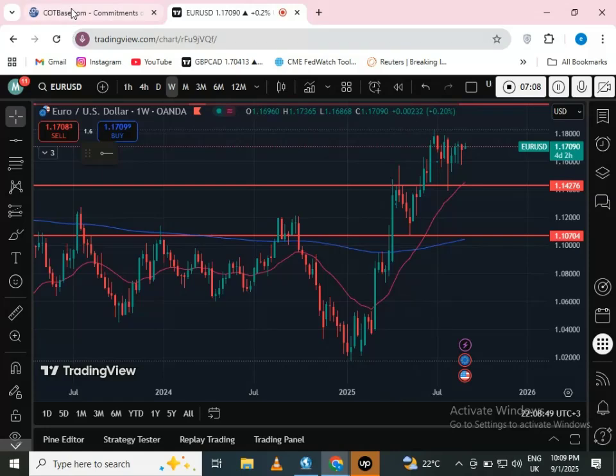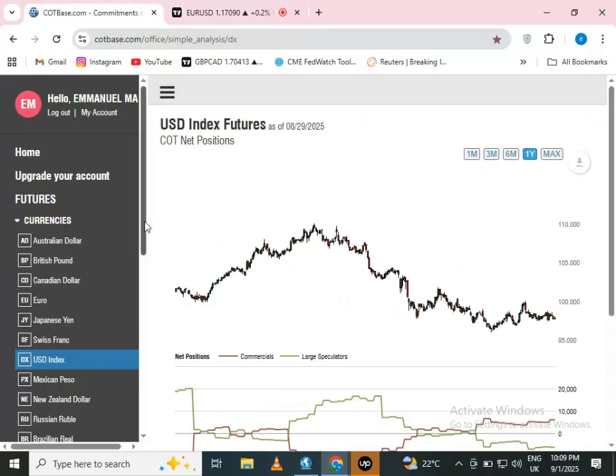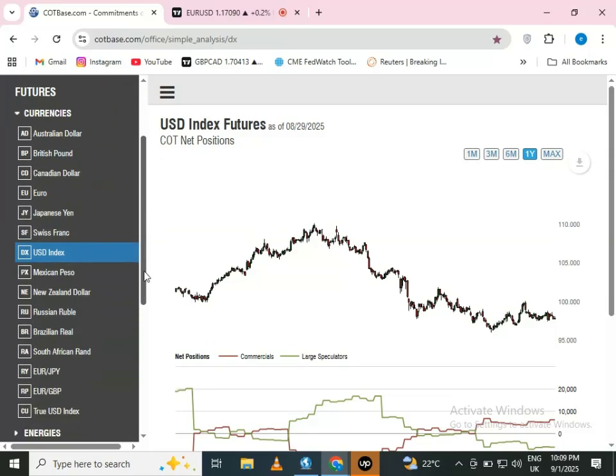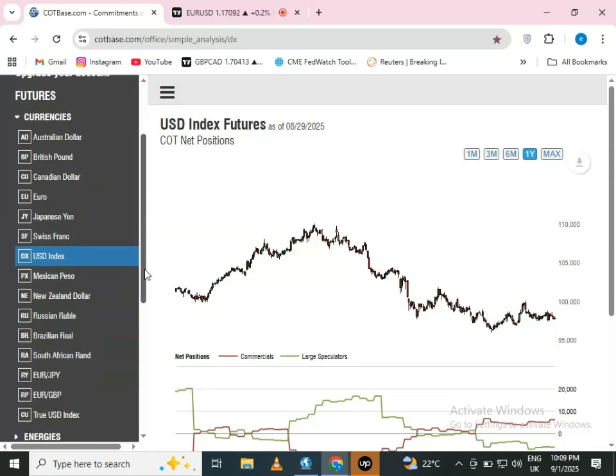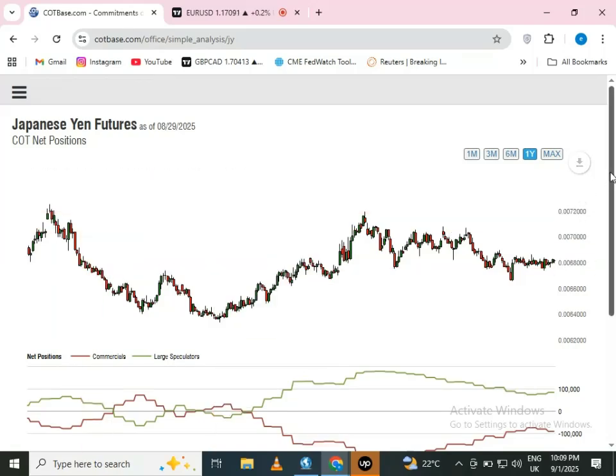So let's take a look at the other pair. Okay, let's look at the USD Japanese yen, USD/JPY. I hope, guys, this has shown you how you can link these trades. Okay, let's look at the USD/JPY.